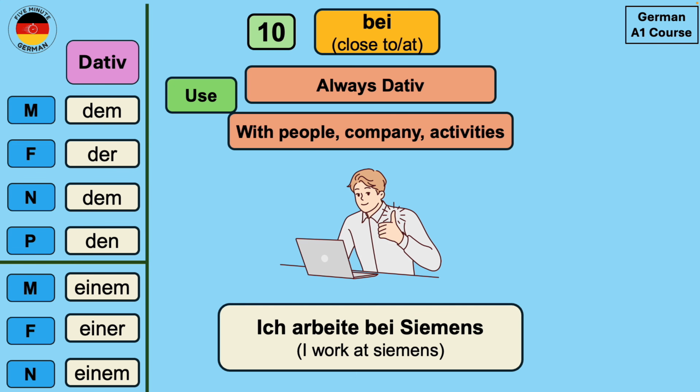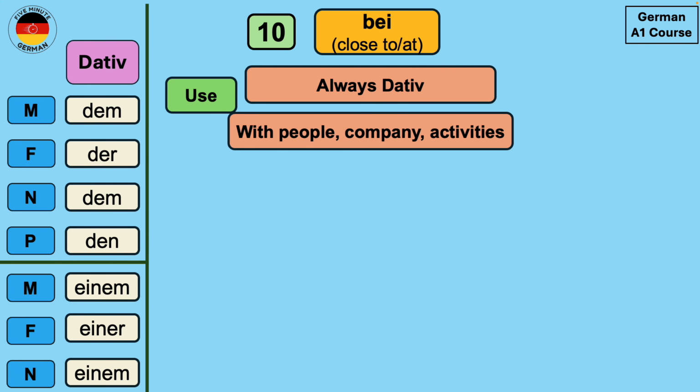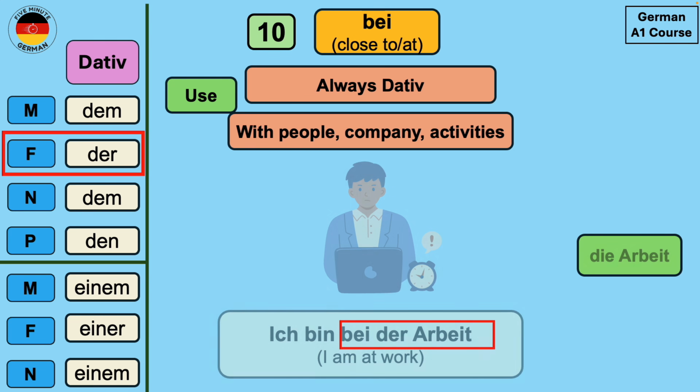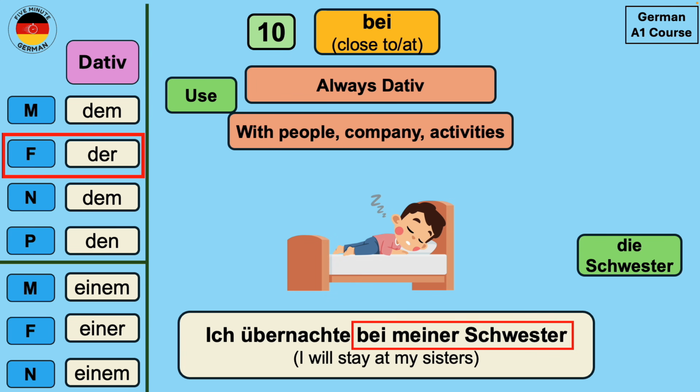Another common phrase which you will use or hear is, ich bin bei der Arbeit. I am at work. So because Arbeit is also an activity, that's why we use bei. And an example with people is, ich übernachte bei meiner Schwester. I will stay at my sister's house, for example. So over here we have used the possessive pronoun for Schwester, in dative, which is meiner.